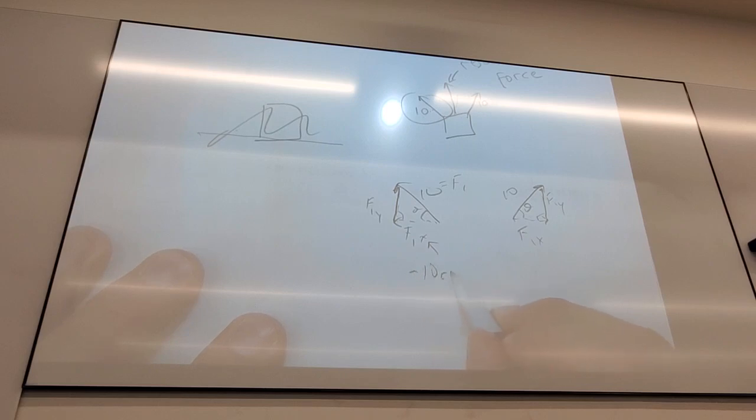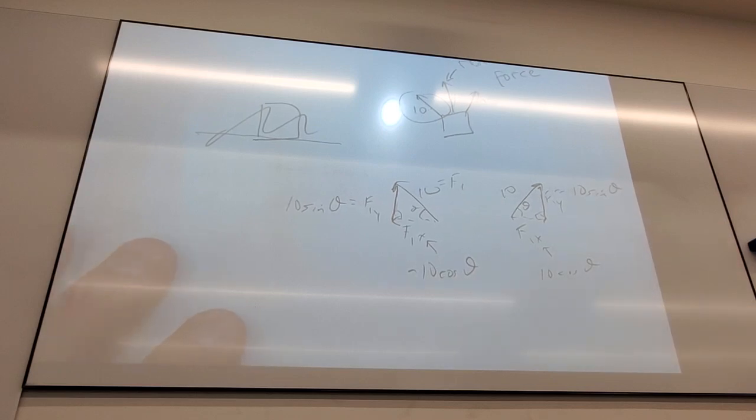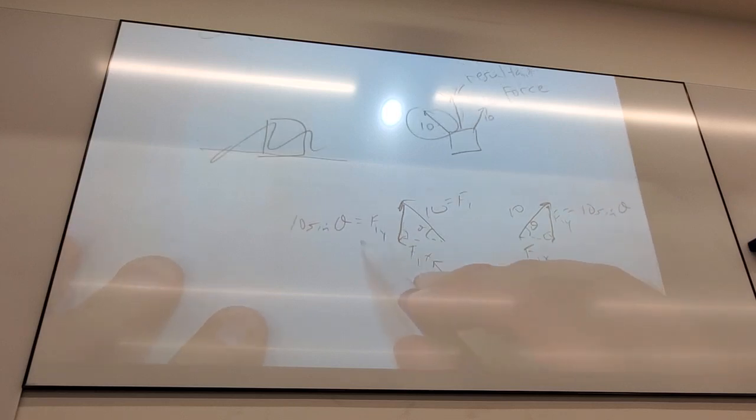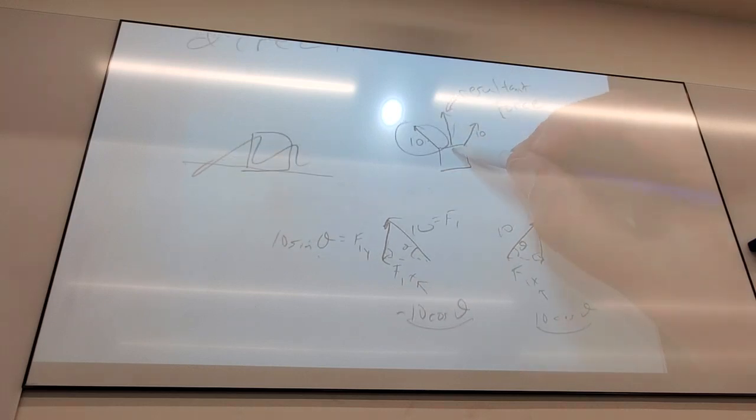This would be negative 10 cosine theta. This would be 10 sine theta. This would be 10 cosine theta. And this would be 10 sine theta. So these two cancel each other out. And these two add to each other. So we will end up pulling it this way with stronger force, but the 2 parts that we're trying to move it sideways cancel out. That's why it ends up going forward.